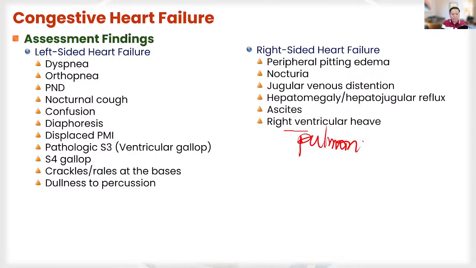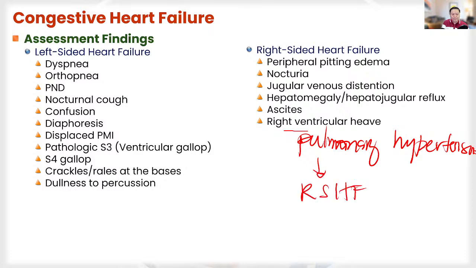Pulmonary hypertension. Okay. And this will lead into the right-sided heart failure. Okay. And remember that when the patient has that abnormal lift in their chest, it actually bounces back, and this is attributed to the right-sided heart failure. Okay.